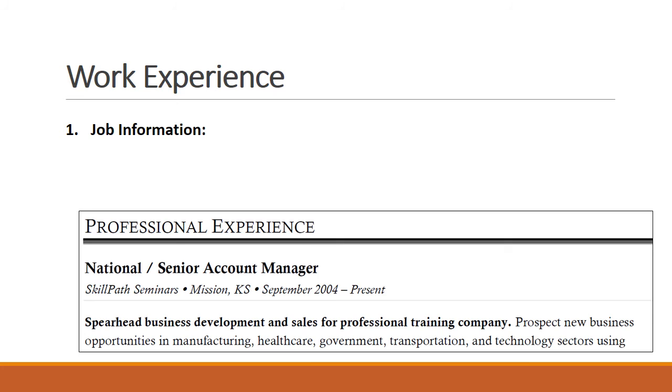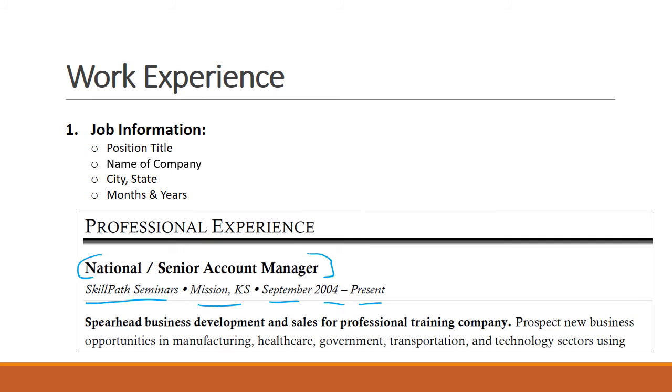Okay, so work experience. There's 3 different parts to work experience, okay? And one part is the job information, okay? And so the job information will have a few parts to it. First, you're going to have the position title. So here you have National Senior Account Manager. And then you have the name of the company, Skill Path Seminars. And then city and state. And then month and years. Now, a couple of notes here.